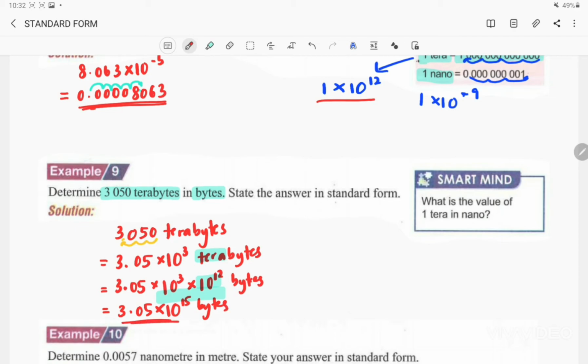Tapi awak kena tahu apa dia terabyte, apa dia tera. Tera tu dia refer kepada apa? Kilo, kilo tu refer kepada apa? Senti, desi, itu ada value dia. Nanti kita akan tengok dalam brainstorming.